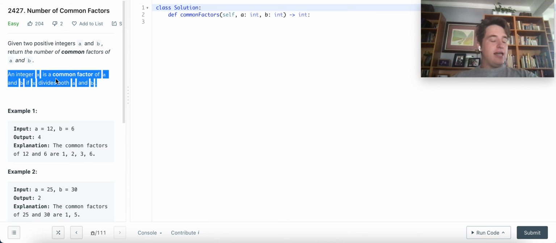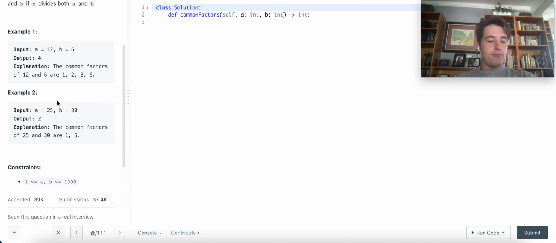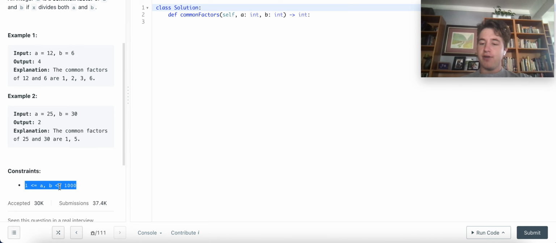Okay, given two positive integers, A and B, return the number of common factors of A and B. Integer x is a common factor of A and B if x divides both A and B. Okay, well, the beautiful thing about this problem is we don't have to really think about anything too complicated because look at the constraint. A and B are less than 1,000.